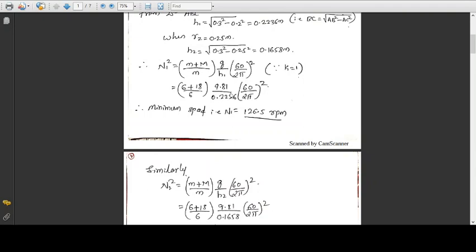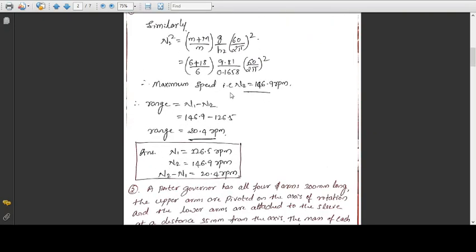Okay. Now similarly for the maximum speed, N2 square equals (m plus M) divided by m into g divided by h2. So the only difference is that in place of h1 you need to substitute h2 here. The h2 value is 0.1658.